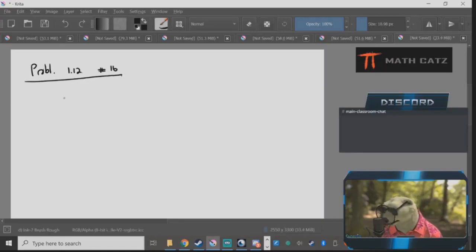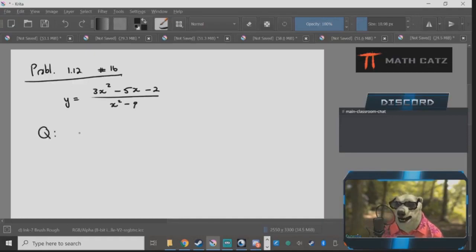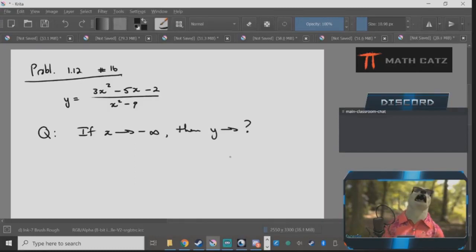I'm just going to write my function here. Y is equal to, instead of showing it, I have it in front of me. You can just take my word for it, or you can double check. And the bottom polynomial is x squared minus 9. Here's my question: if x approaches negative infinity, then y approaches what? Same question as we did yesterday.